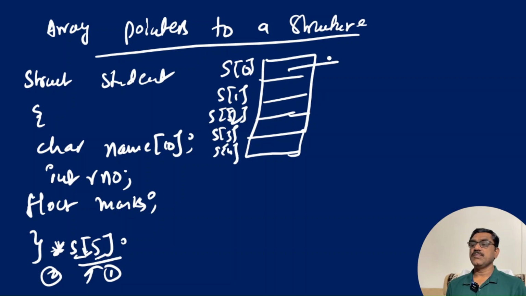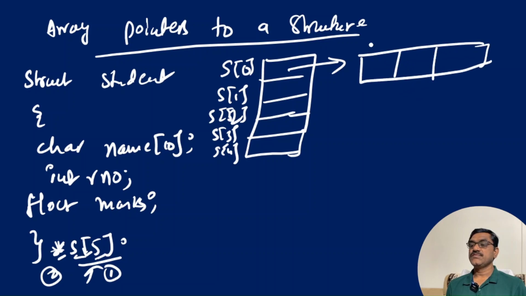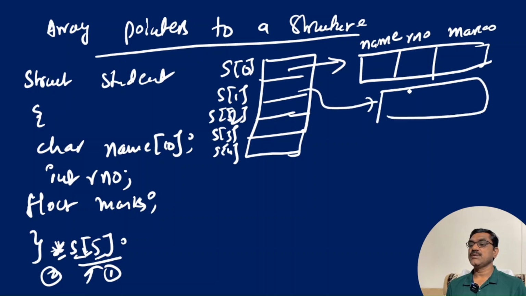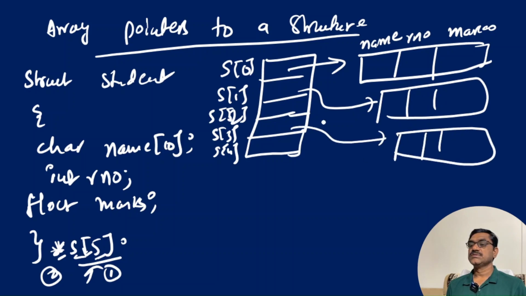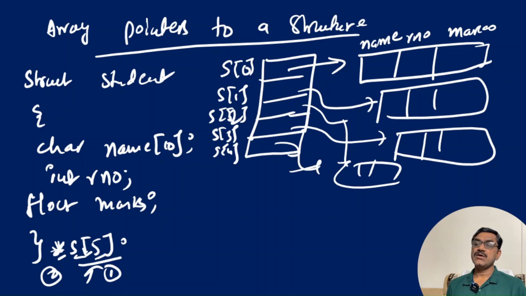Now each memory location is a pointer. First we are taking an array of 5 elements, and each element is a pointer. Pointer to how many data members? 3 data members. The first data member is name, the second is roll number, and the third is marks. Each of the other pointers is also going to point to the same 3 data members. This is the way of accessing the elements by using an array of pointers.